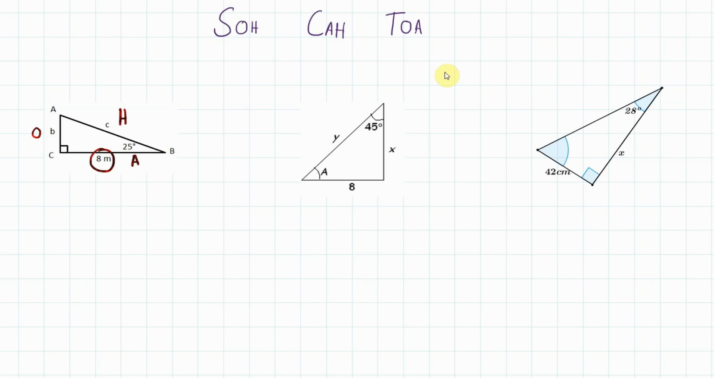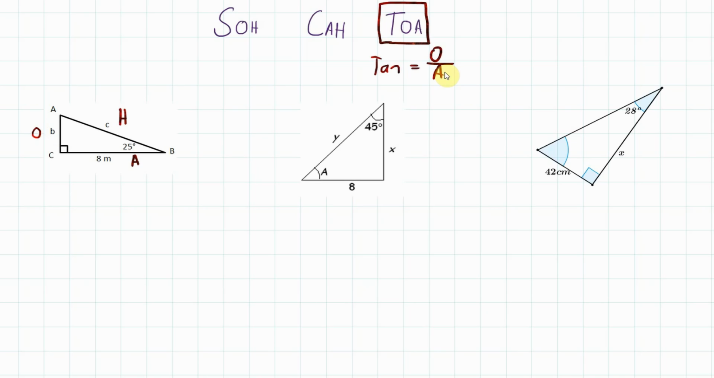Now, what do we have here? We've got an A and an O. A and O is TOA. Okay, so we're dealing with tan this time. So tan is equal to opposite, the first one, over the adjacent, or divided by the adjacent.